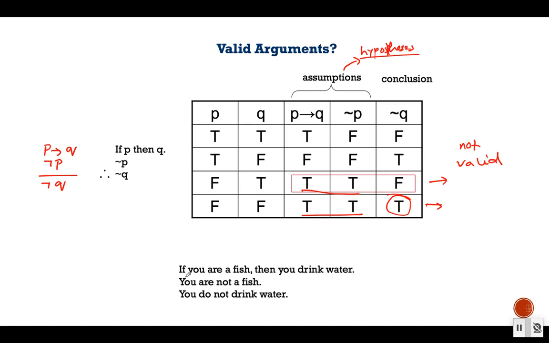So let's see an example. If you are a fish, you drink water. P stands for you are a fish, Q stands for you drink water. Now you are not a fish. Does that necessarily mean that you do not drink water? If you are not a fish, that doesn't necessarily mean that you do not drink water. If you are a fish, you will drink water, but if you are not a fish, which is not P, that doesn't necessarily mean that you can make an argument that you do not drink water. That's not a valid argument.